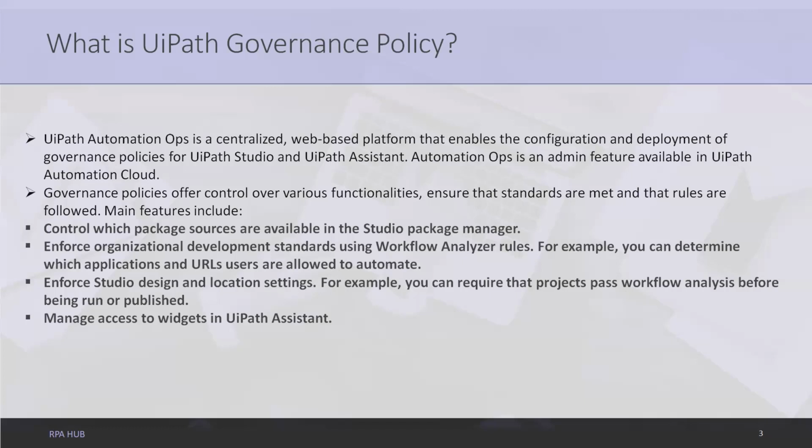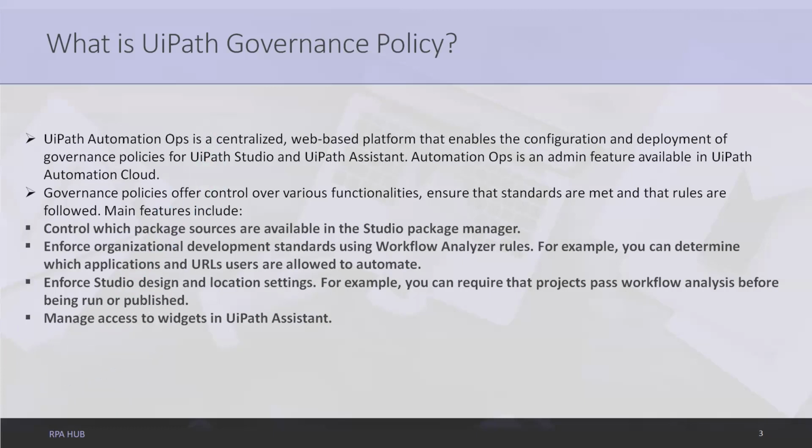We can also deploy policy at tenant, group or user level, and by any combinations thereof, and upgrade or downgrade the policy template depending on the product versions installed in our organization. Automation Ops is compatible with UiPath Studio 2020.10.3 and later and UiPath Assistant 2021.4.